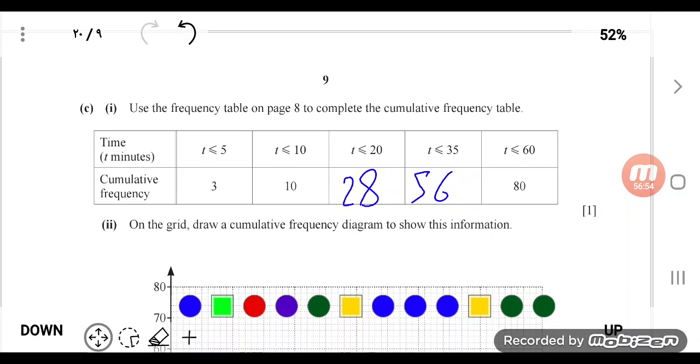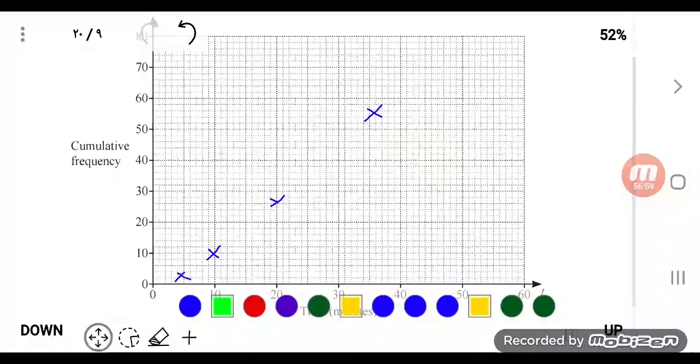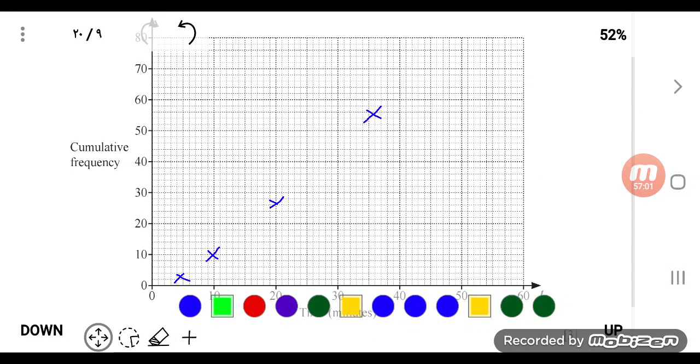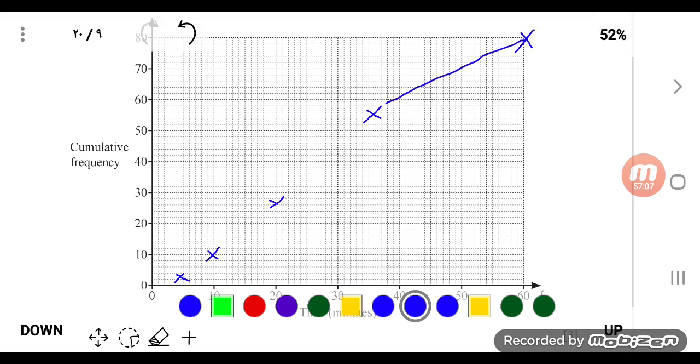Then the last point is 60, 80. 60, 80 is here. Now you connect them. You get the graph.